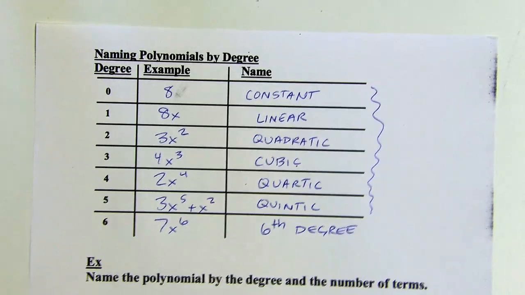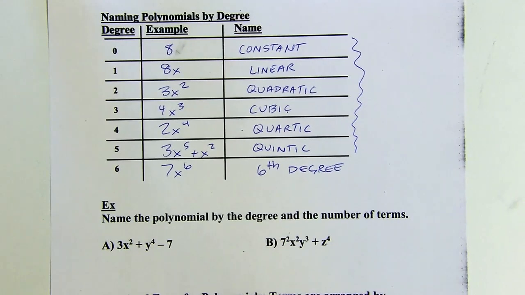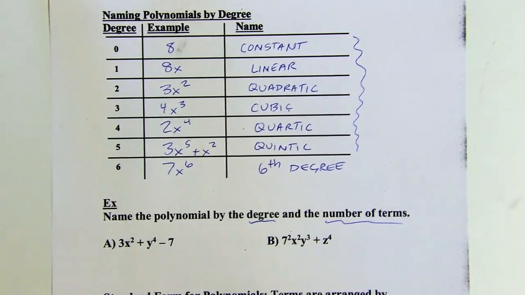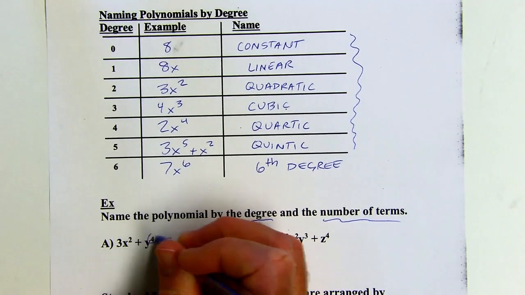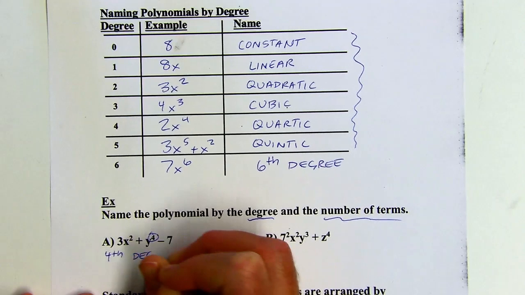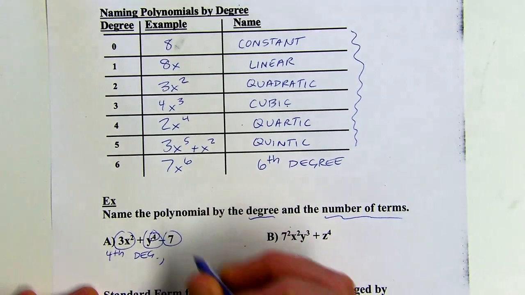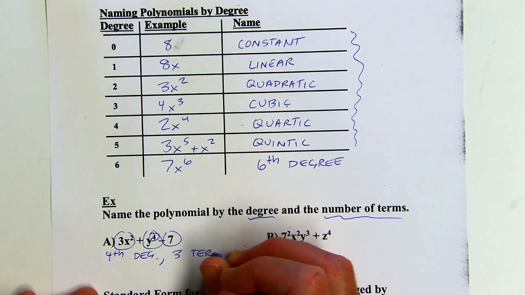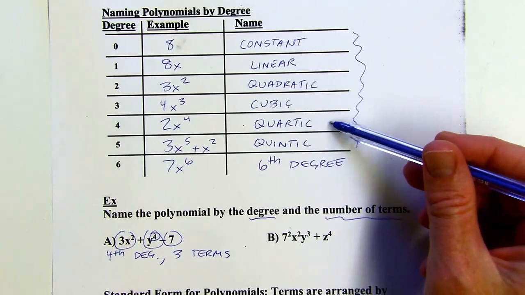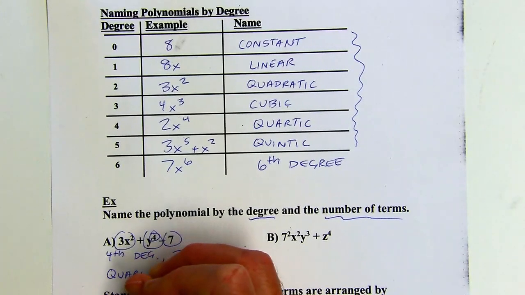All right, so let's name these polynomials in 2 ways. We're going to name them now by the degree and by the number of terms. So the degree of this one is 4th degree. And then the number of terms, I'm just counting up the clusters. There's 3 terms, but I want to use the special vocabulary. So 4th degree is going to be quartic, and then 3 terms is trinomial. So this would be a quartic trinomial.